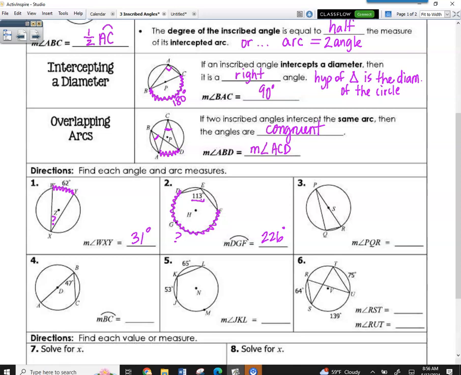Number 3. You might think number 3 is challenging because they don't put a single number in there, but we just learned it. That is a triangle that is inscribed within the circle. PR is the diameter, which means that this over here is 180. And the goal is angle PQR, which means this is the goal. I'd be tracing inside to that angle, and it would measure what? 90.